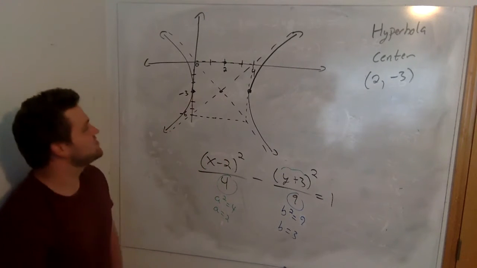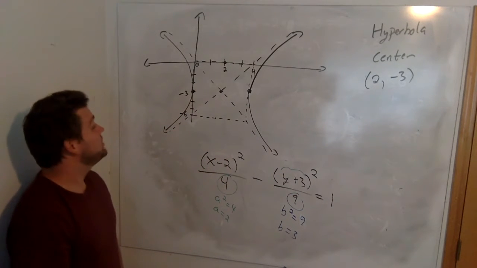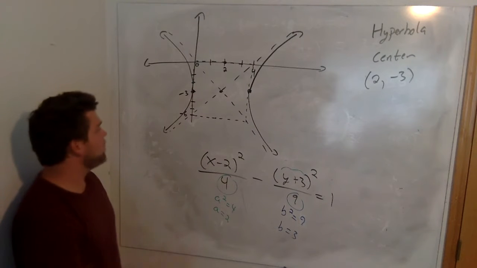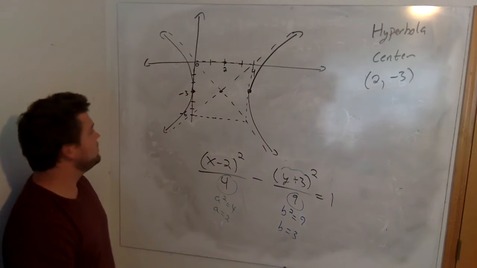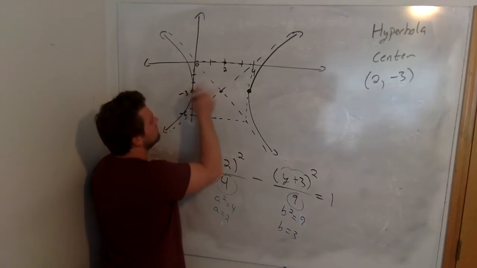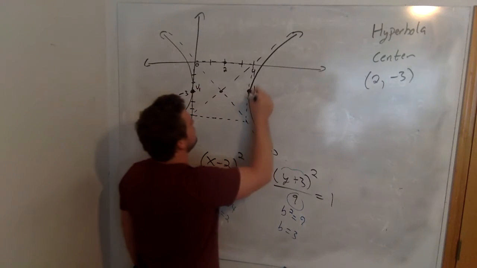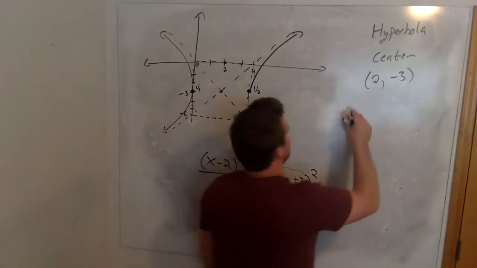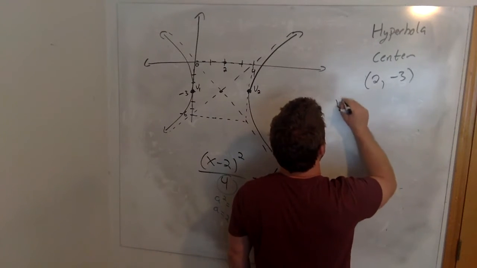So here is a sketch of our hyperbola. Okay, let's write down some of the features. I guess we could start writing down the vertices. We'll call this one vertex 1, and we'll call this one vertex 2.